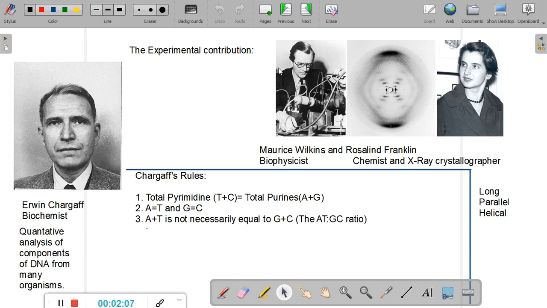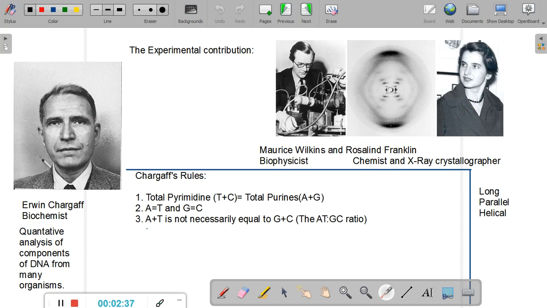The individuals on the slide that you see now are the ones we're going to discuss. Here, this individual is Erwin Chargaff, a biochemist who made major contributions to the elucidation of the structure of DNA. In the other image, we have two brilliant scientists: Maurice Wilkins, a biophysicist, and Rosalind Franklin, a chemist and X-ray crystallographer. Basically, she was an expert in taking X-ray images of molecules.